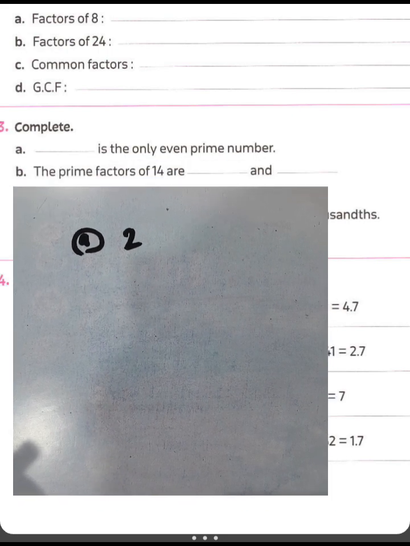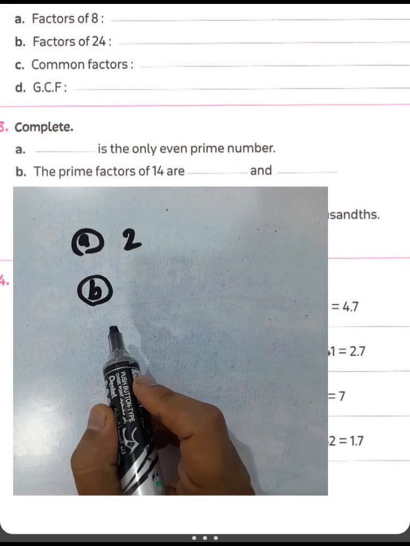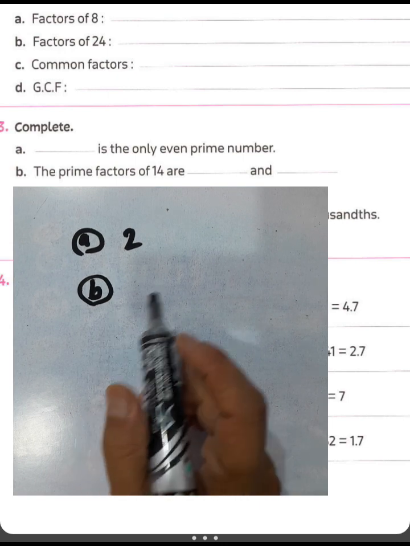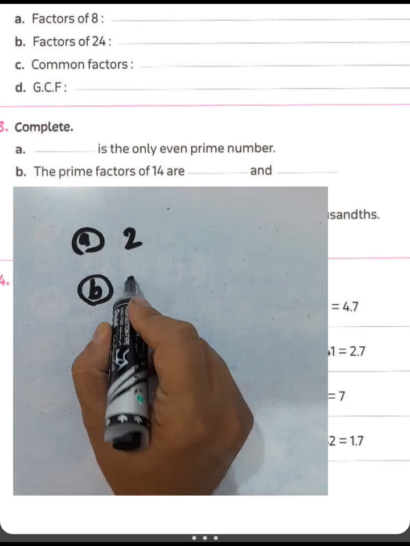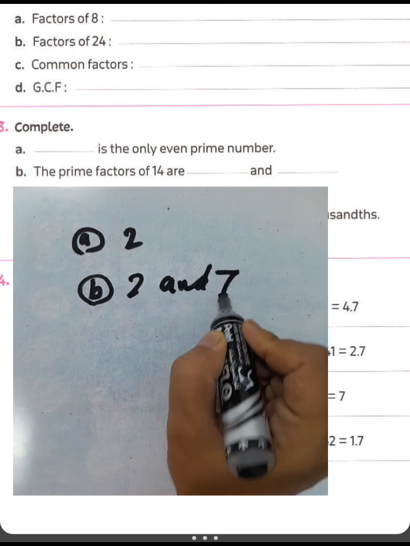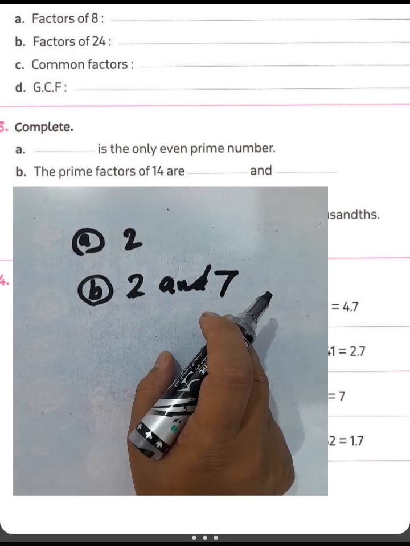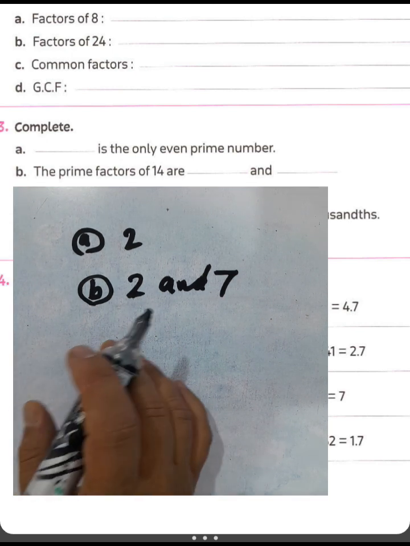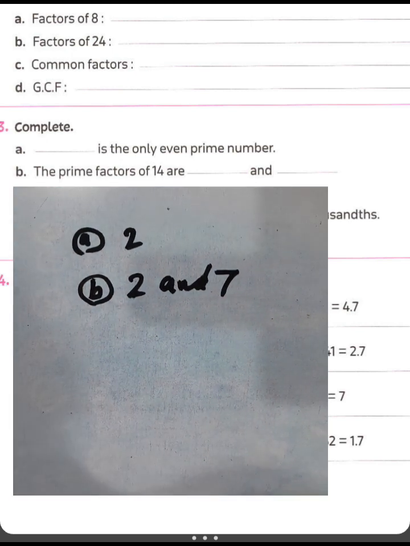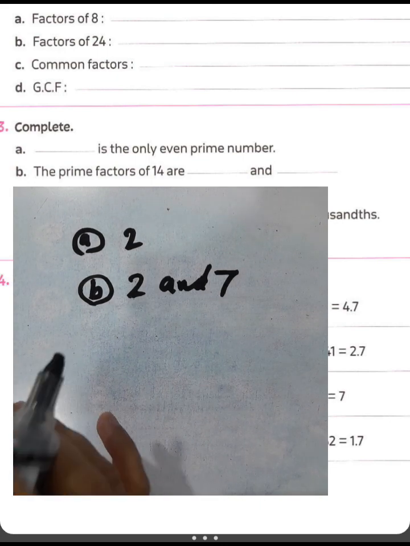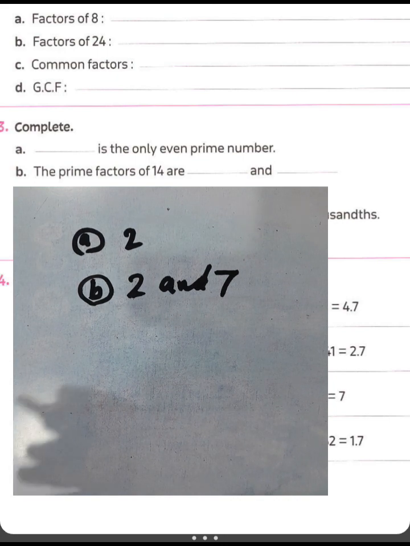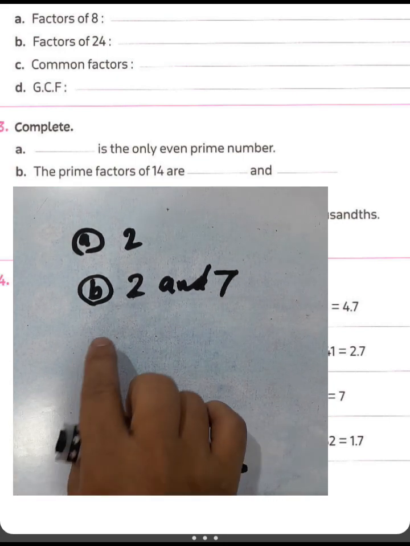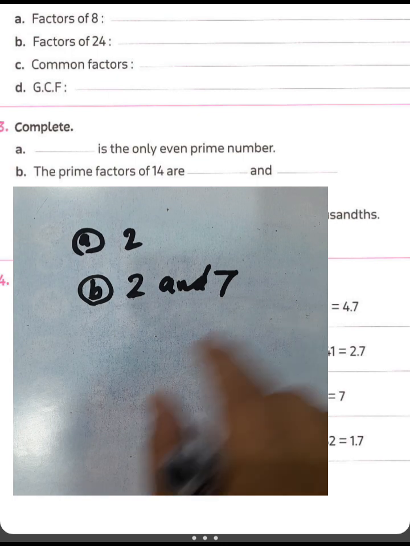Question letter B. The prime factors of 14 are blank and blank. The prime factors of 14 will be 2 and 7. 2 times 7 equals 14, and 14 can be divided by 2 and 7. The prime factors of 14 will be 2 and 7. But if he asked about all the factors of 14, you can write 1, 2, 7, and 14.